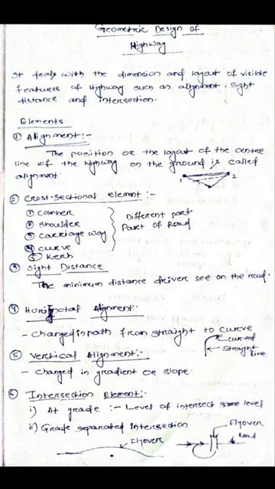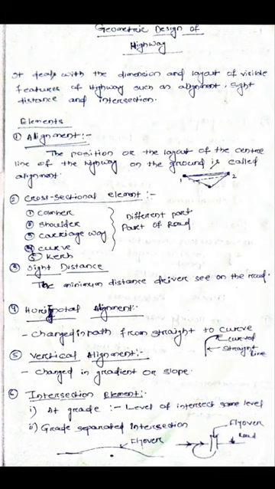First one is alignment. What is alignment? The position or the layout of the center line of a highway on the ground is called alignment. Before we start designing a highway, we lay out or mark a center line on the ground, and that is called alignment.